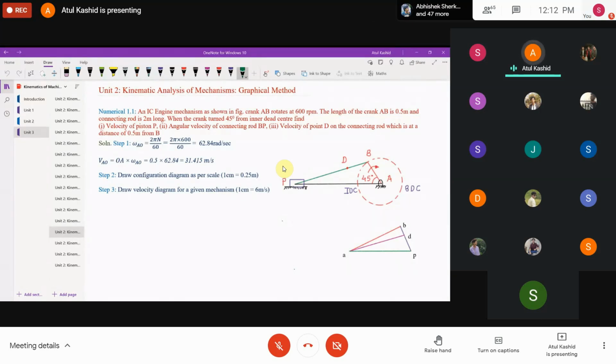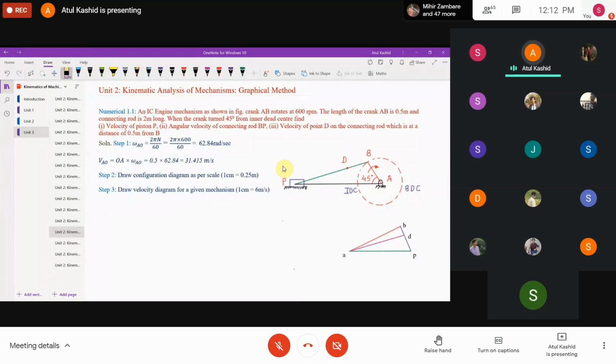Then the velocity of the point D on the connecting rod, which is at a distance of 0.5 meter from the point B. So you can see there is one point D on the link BP, and its distance is given from the point B, and that is equal to 0.5 meter. So we also need to calculate the velocity of this point D. So these are the required things to be calculated.